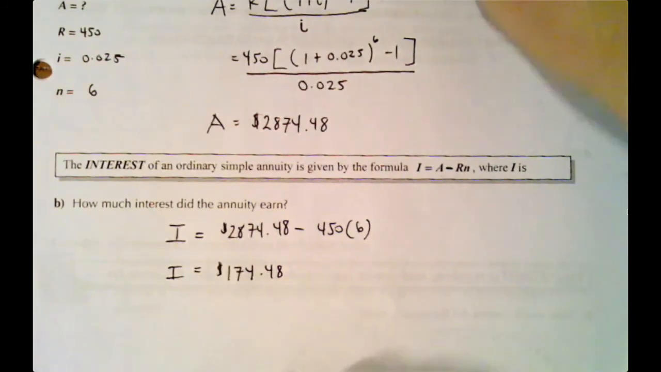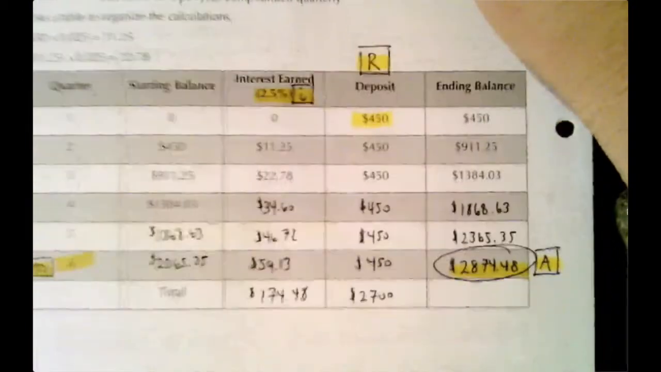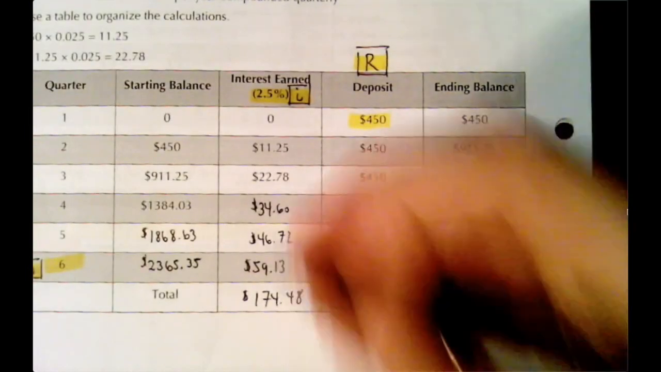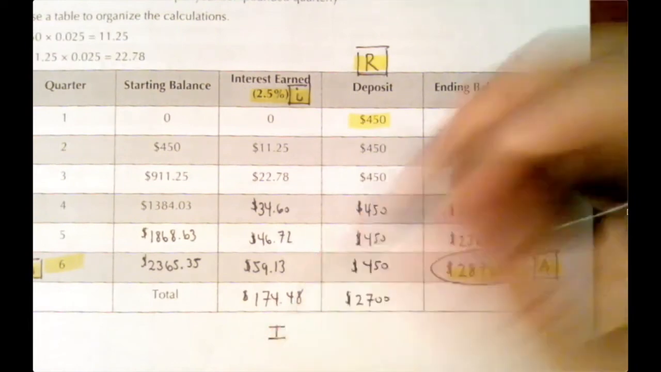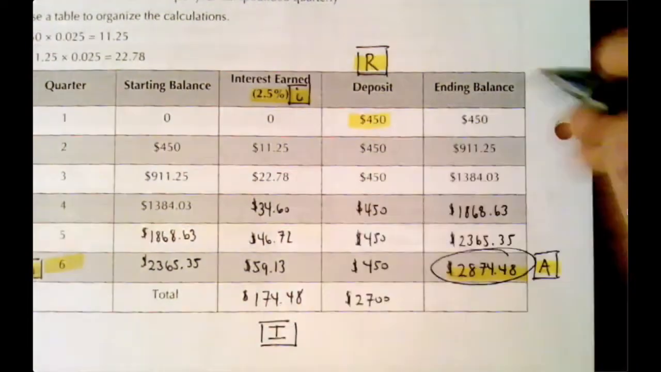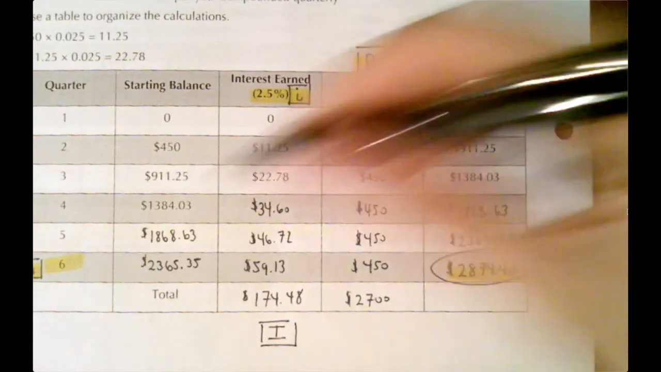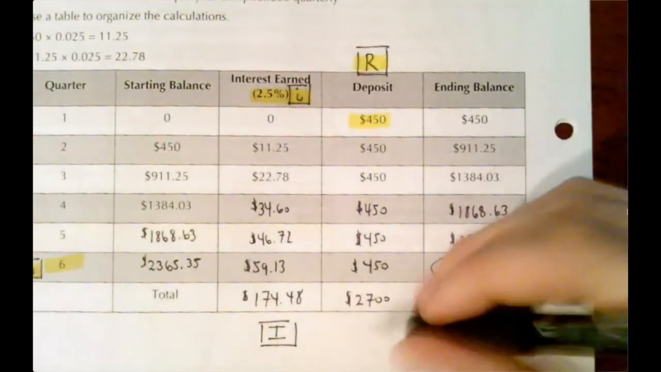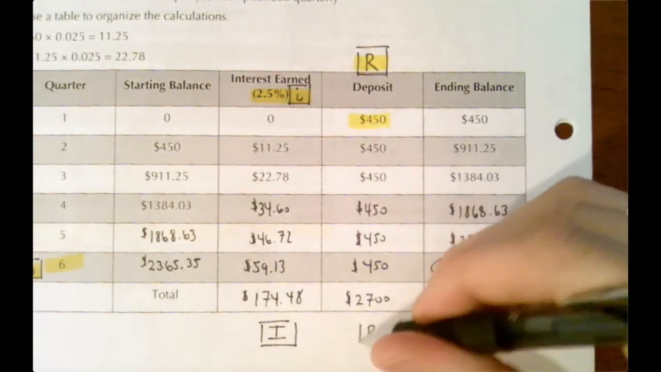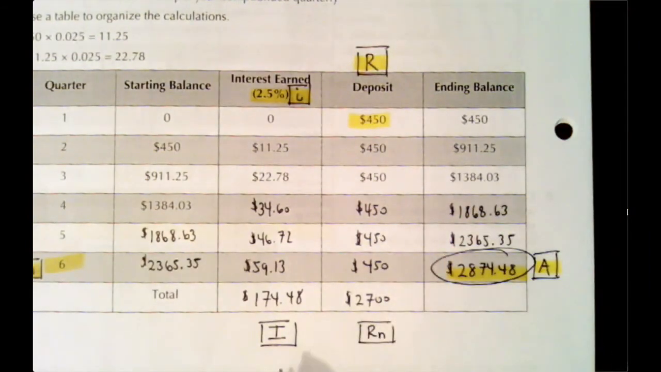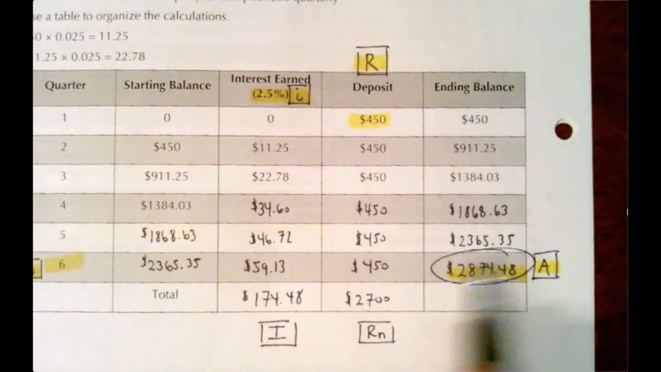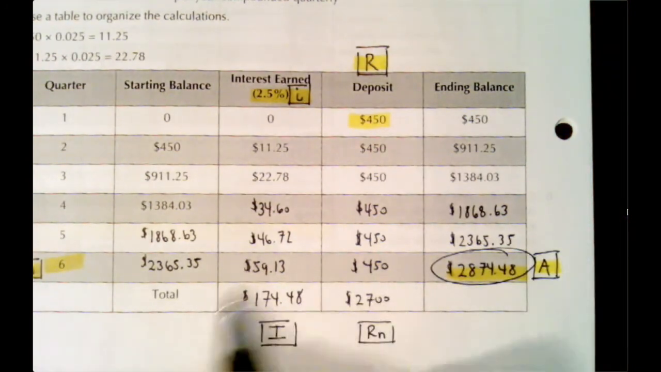If we flip back to the table, that total interest is this number right here, I. And that RN part, R, our deposits, times 6 is just this number right here. Taking this number, subtracting this number, gave us that number. So this is how all of the values in the table are related.